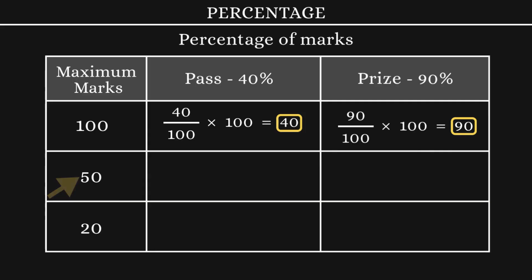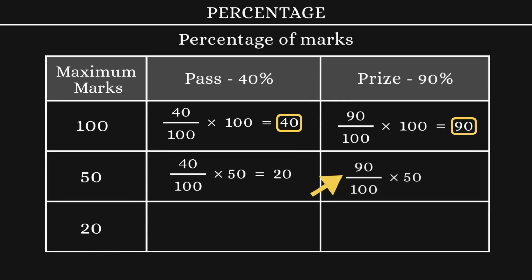40% of 50 will be 40 by 100 into 50, which is 20 marks, and 90% of 50 will be 90 by 100 into 50, which is 45 marks. So for an exam of 50 marks, 20 marks will give you a pass and 45 marks will give you a prize. Now we'll consider 20 marks.